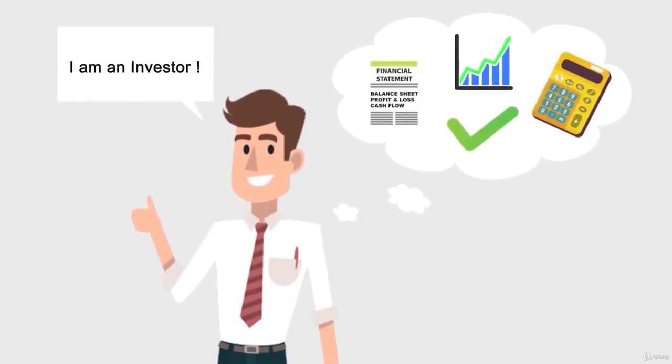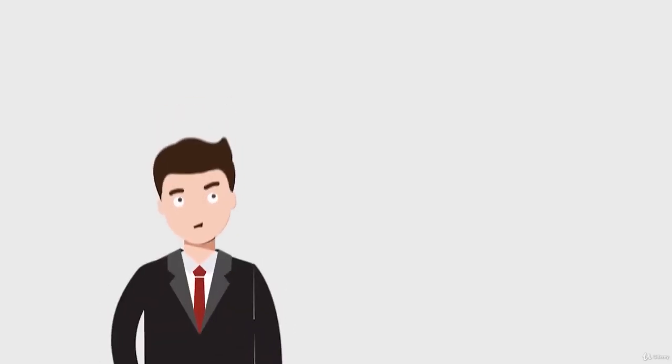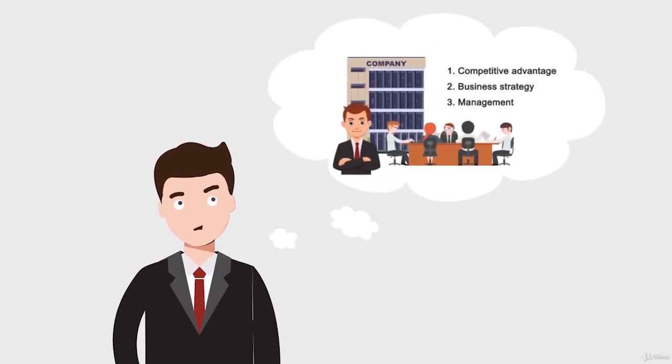Generally, people think that if they know how to read financial statements, analyze financial ratios, and how to find valuation, they will be able to become successful investors in the stock market. But this is not true. This is only one side of the coin. On the other side are the factors related with the operation of the business. For example, moat or competitive advantage, business strategies, the capability of the management team, etc. To understand these, you will have to think like a businessman.